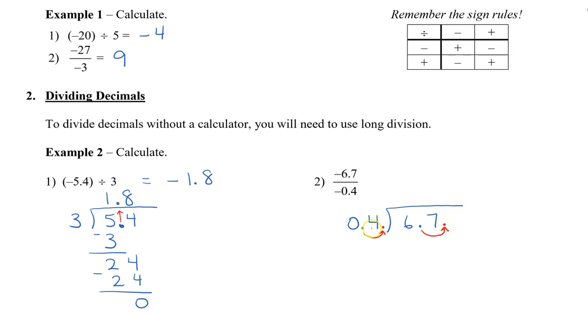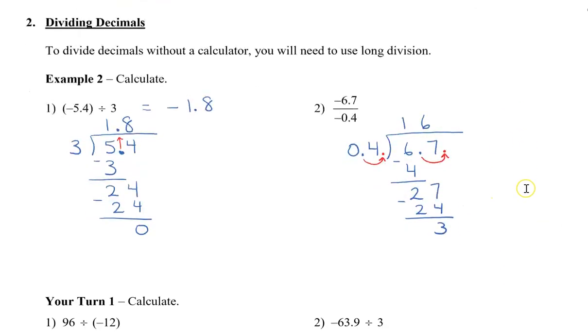All right, so now 4 goes into 6 one time. 1 times 4 is 4, and we're going to subtract, and we get 2. And then we're going to bring down the 7. 4 goes into 27, 6 times. 6 times 4 is 24. We subtract, and we get 3. All right, so we're going to need to get some more numbers to see if we have a remainder. So let's put another couple of zeros, and we're going to bring down the first 0. And we now have 30.